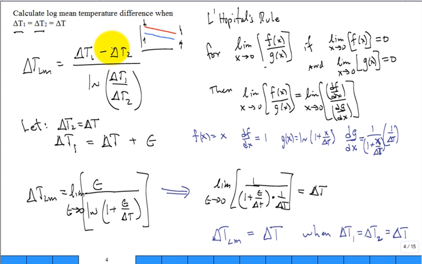So what I did was I said, let delta T1 equal delta T plus epsilon, delta T2 equal delta T. Now I have something in terms of epsilon. Epsilon I'm trying to let go to 0. I check it. Yeah, it doesn't work. I apply L'Hopital's rule. Derivative of epsilon gives me 1. Derivative, this is where we have to work a little bit, of 1 plus epsilon over delta T gives me that. Now I can try that limit again, and sure enough, you get that the appropriate average delta T for that heat exchanger is, guess what? Delta T. So our log mean temperature difference makes sense.